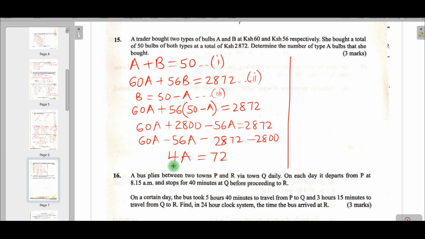And therefore, divide both sides by 4, so A will be equal to 72 divided by 4, we get 18. So the question wanted us to determine the number of type A bulbs that she bought, and therefore for type A there were 18 bulbs. Then the last part of section A, which is question 16.